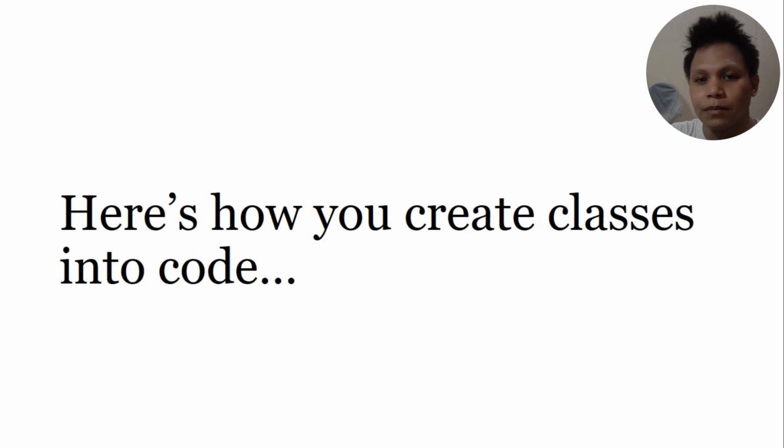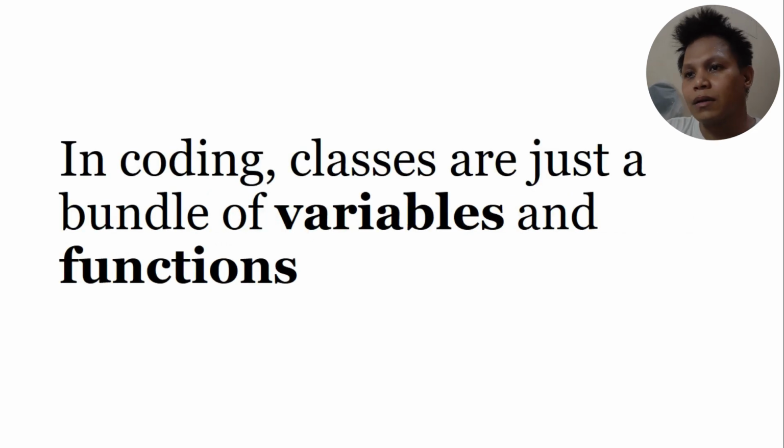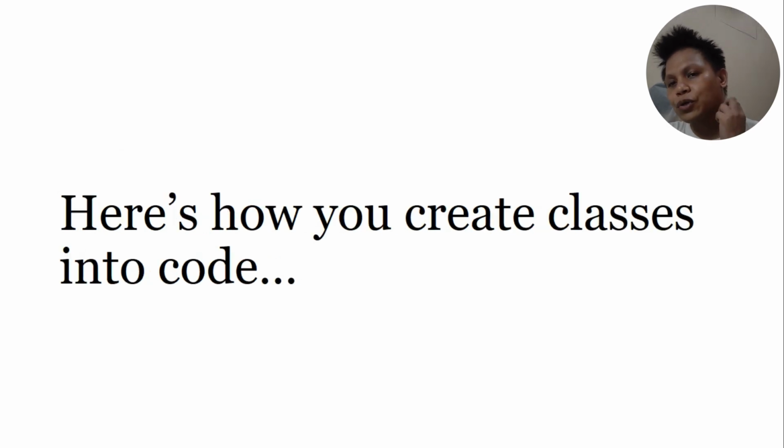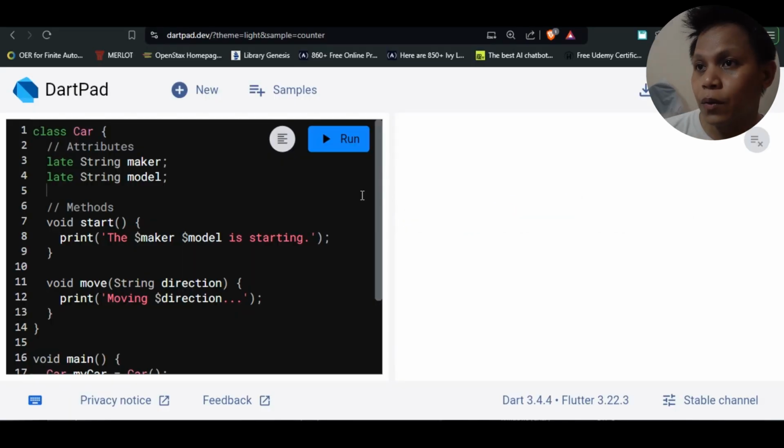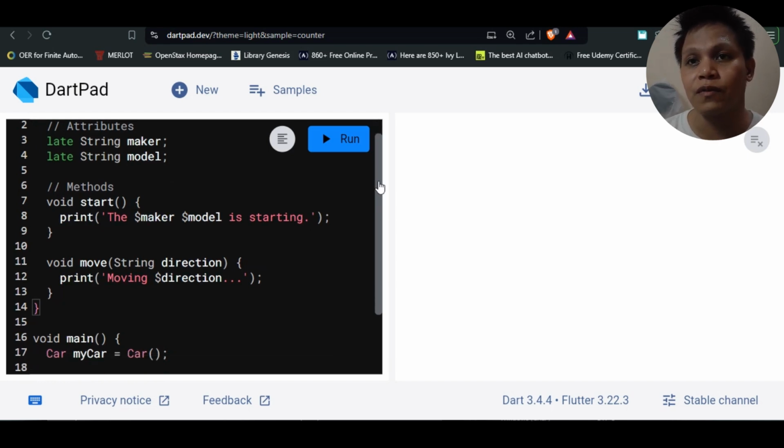So I hope that you have fully understood attributes and methods. And now I'm going to show you how to create a class into code. Okay, so now we're at this code which I created here in DartPad. And I'm just going to show you a glimpse of our code.